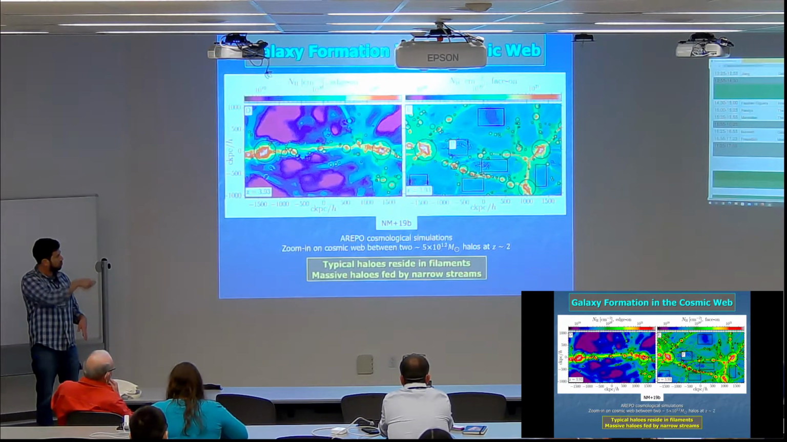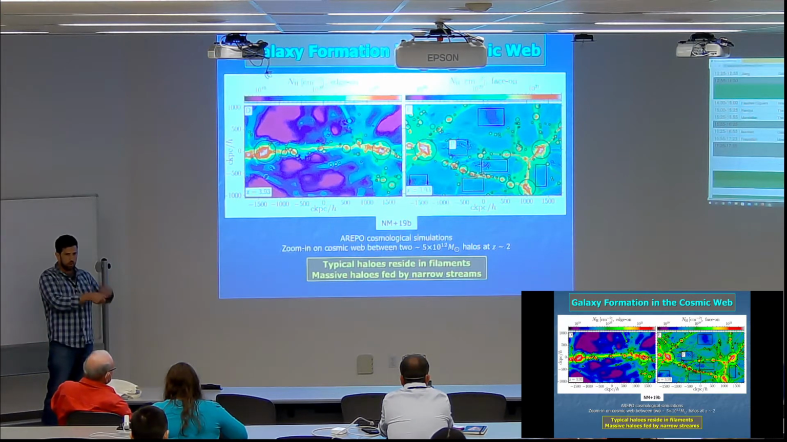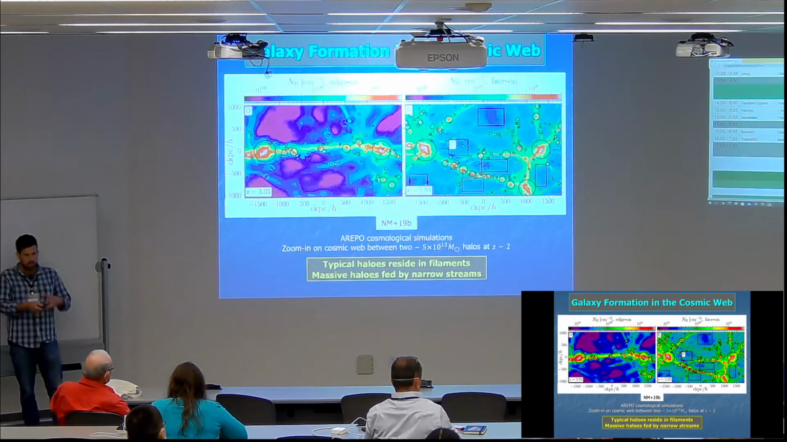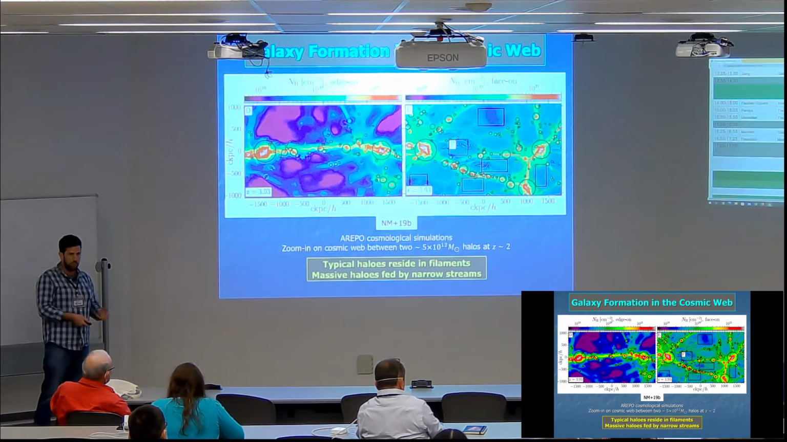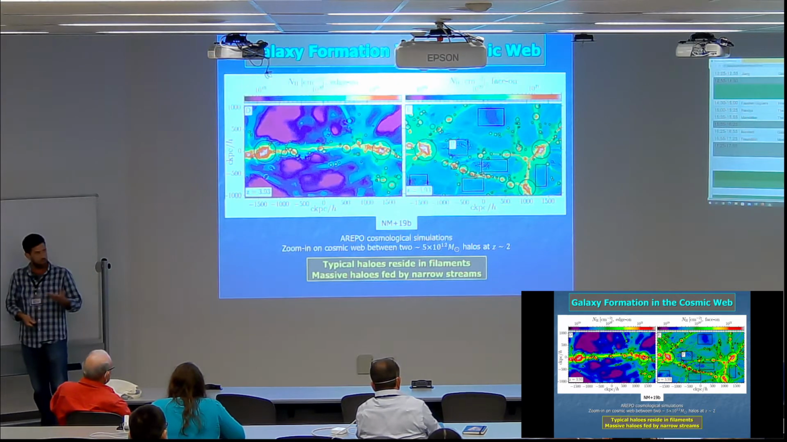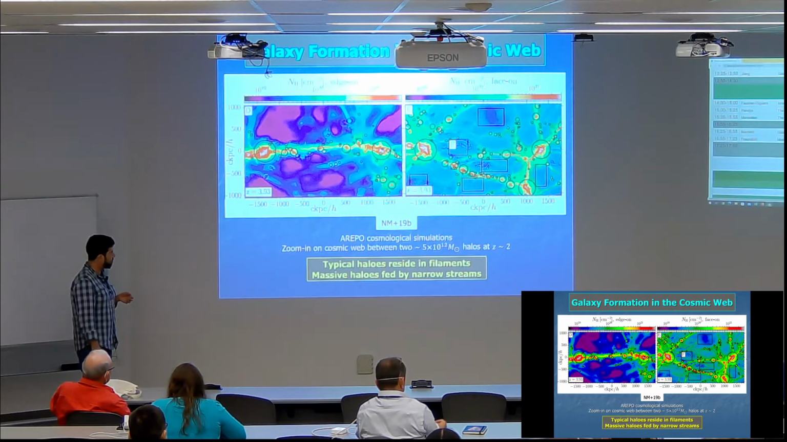Now, all these little circles represent dark matter halos. Your standard, typical mass dark matter halos typically lie along intergalactic filaments, but the really massive ones, the most massive halos in their given environment, lie at the nodes of the cosmic web and are fed by a few individual intergalactic filaments, which are quite narrow compared to the virial radius of the halo itself.